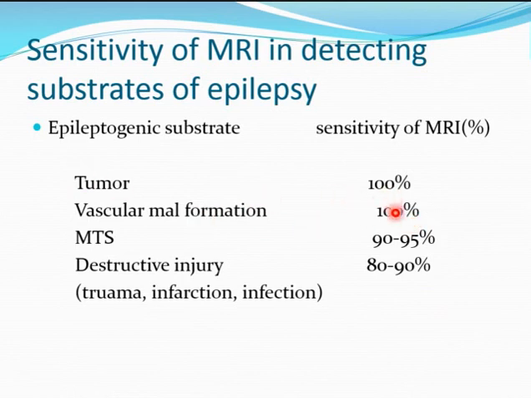So, the sensitivity of MRI in detecting the substrate of epilepsy: in case of a tumor, the MRI should be 100% sensitive. In vascular malformation, MRI should be 100% positive. In MTS, up to 95%, and in destructive injuries like trauma, infarction, or infection, it should be between 80 and 90 percent. This is the MRI, not the spectroscopy. So you should have an MRI image with the spectroscopy always.